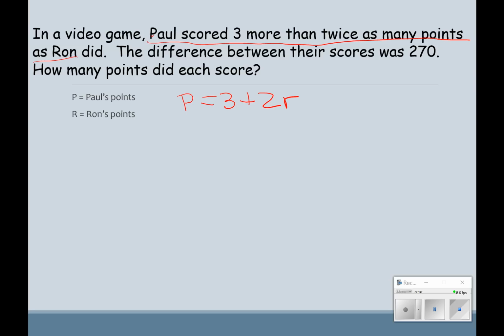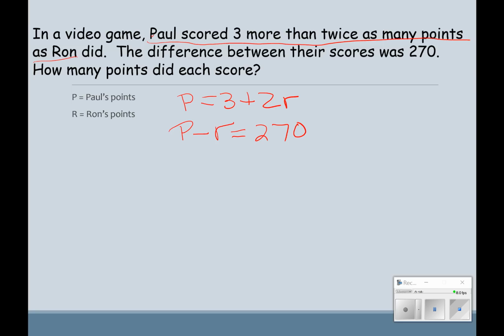Now you're going to have to use some common sense here. Paul scored 3 more than twice as many points as Ron. So Paul scored more points than Ron. So for this equation, the difference would be P minus R equals 270.